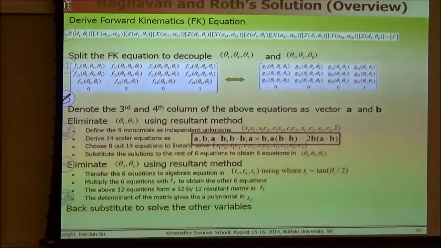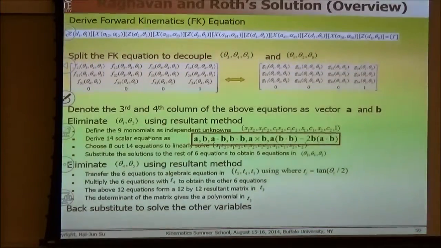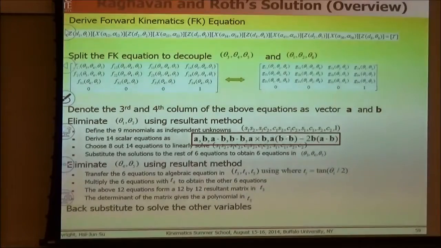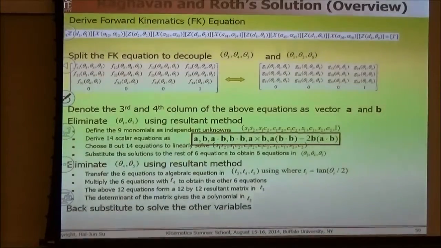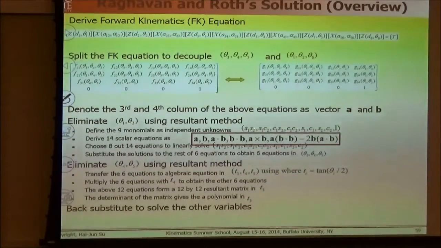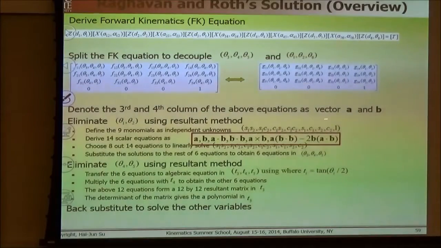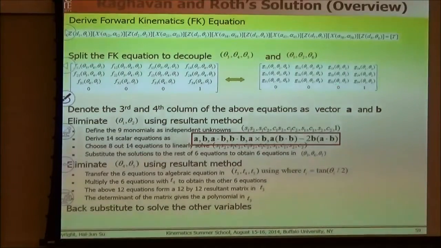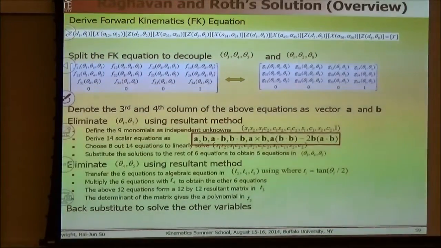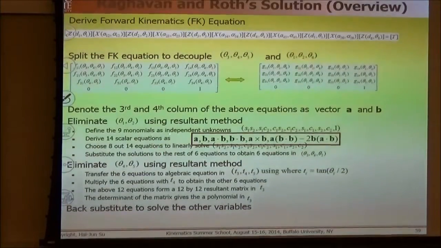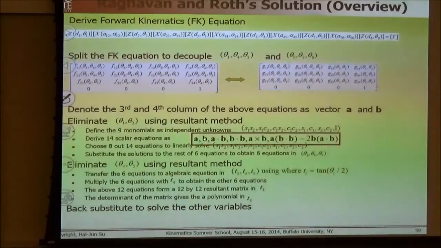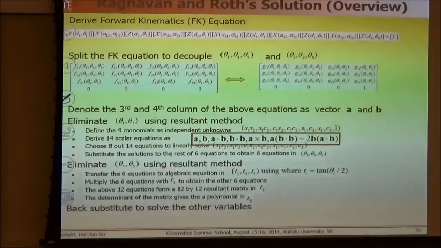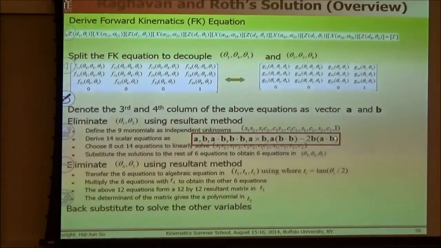Okay. What we do, we treat sine, cosine of these variables, also the products, as independent variables. So we have S1, S2 as one variable, S1, S3 as one. So these are the monomial set. We have 9 monomials in these 6 equations. Then we can generate more equations. That's the key step. And they generated 14 extra equations, in addition to the original ones.